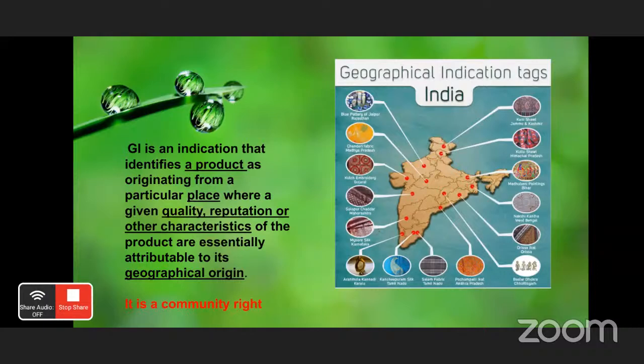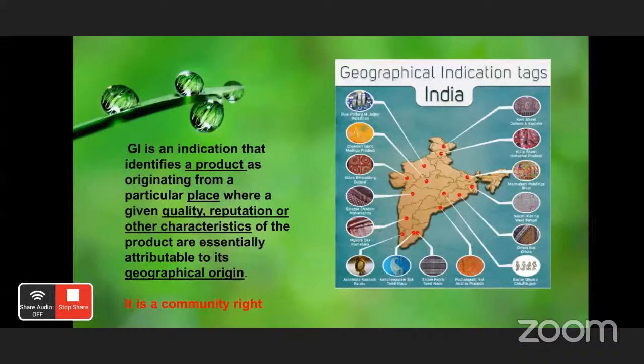And it is an indication, a mark, a symbol which identifies the product. So there may be a range of products which may be identified by this GI. It may be a textile product or a handicraft product, paintings, then agricultural product, horticultural product, then wines and beverages, then foodstuffs. Actually, there are 34 different classes of goods under which we can go for GI registration. So it identifies the product.